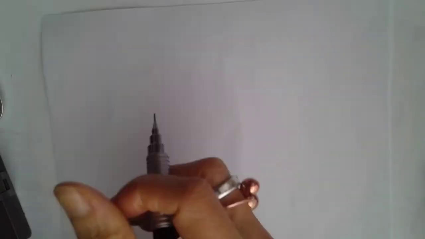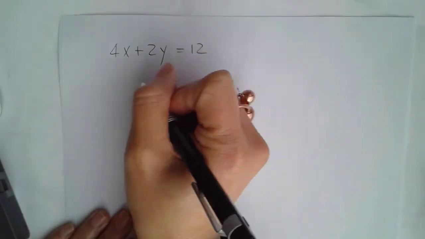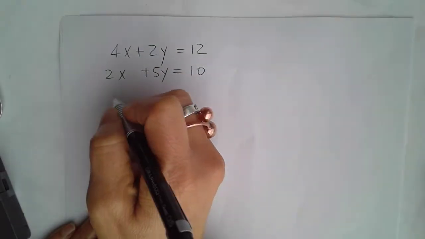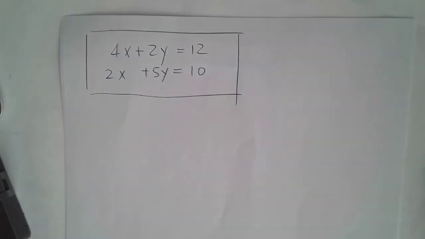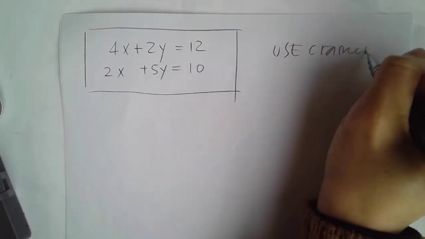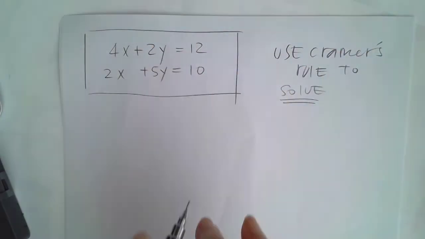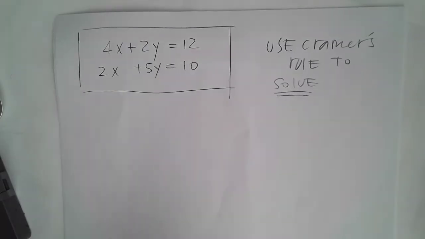So watch this. I have a linear system: 4x plus 2y is equal to 12, and 2x plus 5y is equal to 10. If I were to draw a matrix, it would be a 2 by 3 matrix. And you can do this by RREF and all that good stuff that you know how to do, correct? But we're going to try a different way, using Cramer's rule to solve. Again, we're solving for the values that make these equations true, or where these two situations meet, okay? So let's set it up.